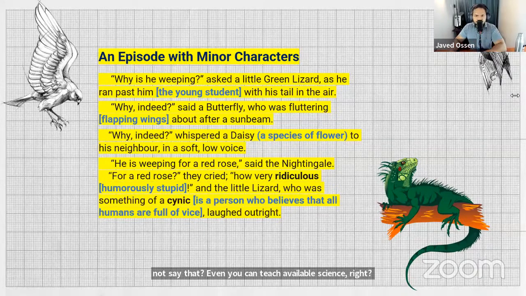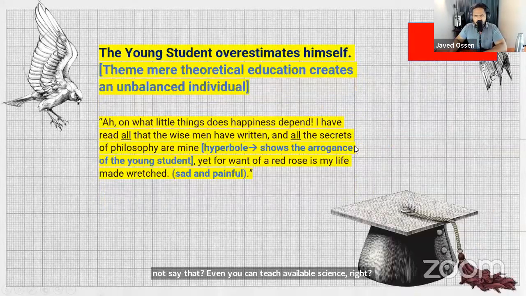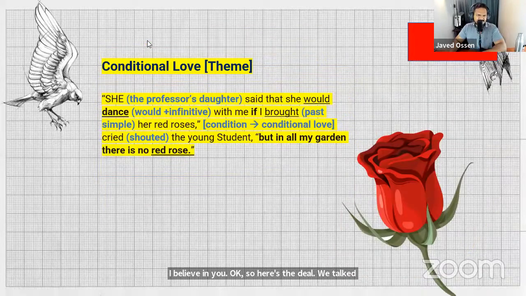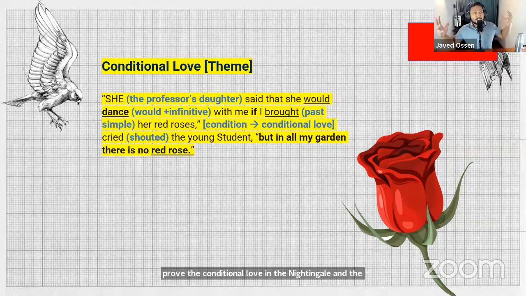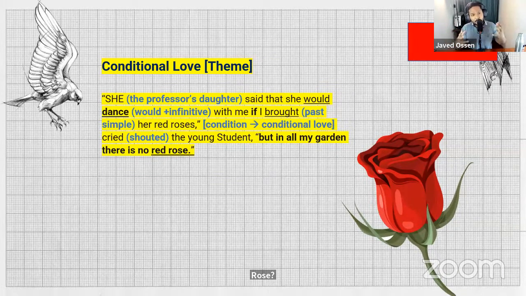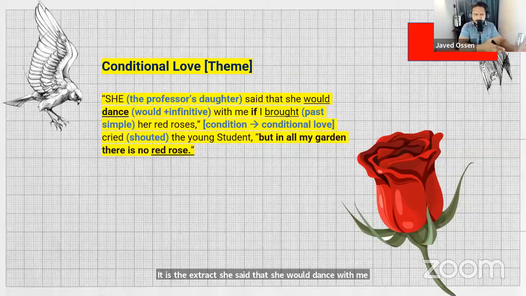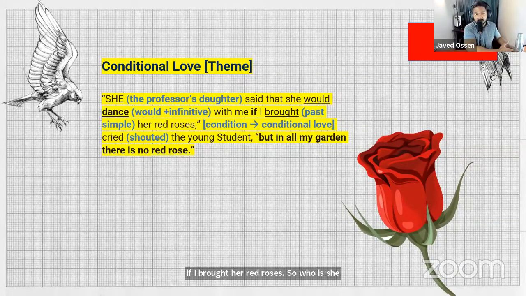So here's the deal. We talked about the anthropomorphic nightingale. We talked about conditional love, right? How do you prove the conditional love in The Nightingale and the Rose? It is the extract. She said that she would dance with me if I brought her red roses. So who is she? She is the professor's daughter. And me, the speaker here, is the young student.